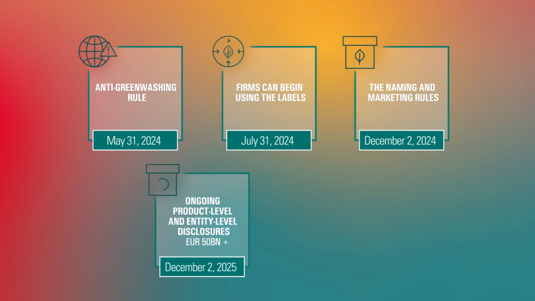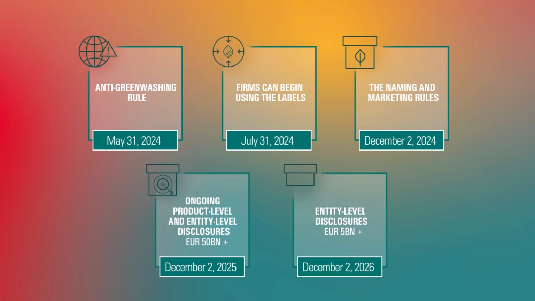Ongoing product-level and entity-level disclosures will be required starting December 2, 2025, but only for firms with more than 50 billion euros in assets under management. Lastly, entity-level disclosure rules will be extended to firms with more than 5 billion euros in assets under management starting December 2, 2026.